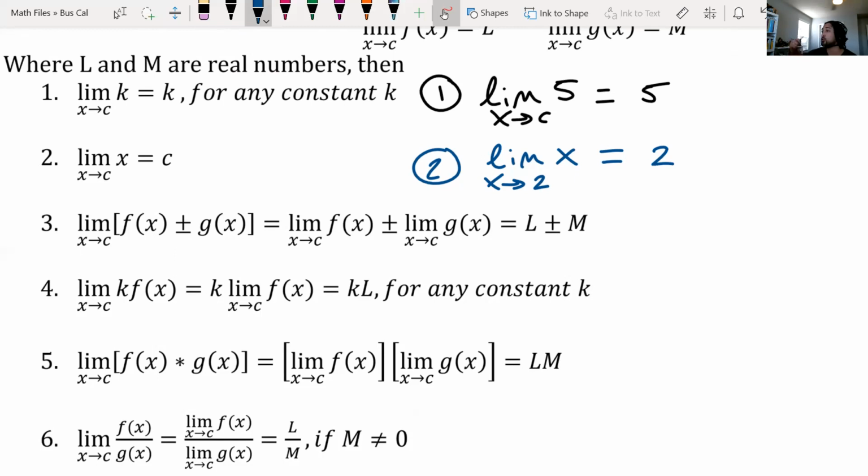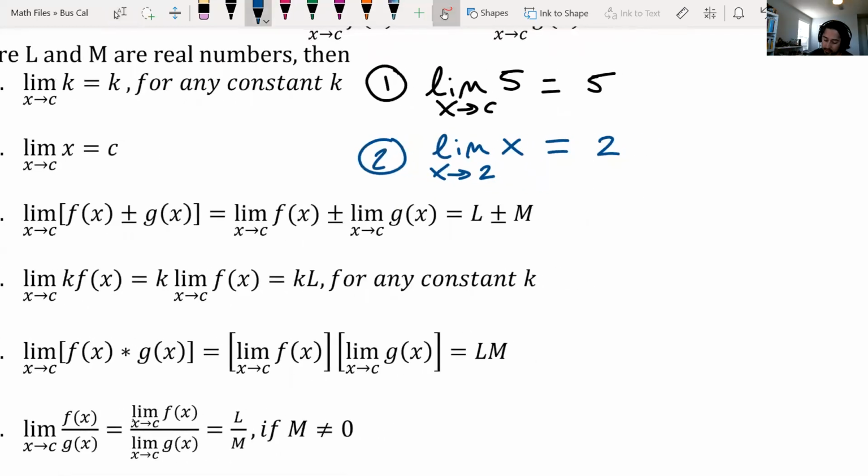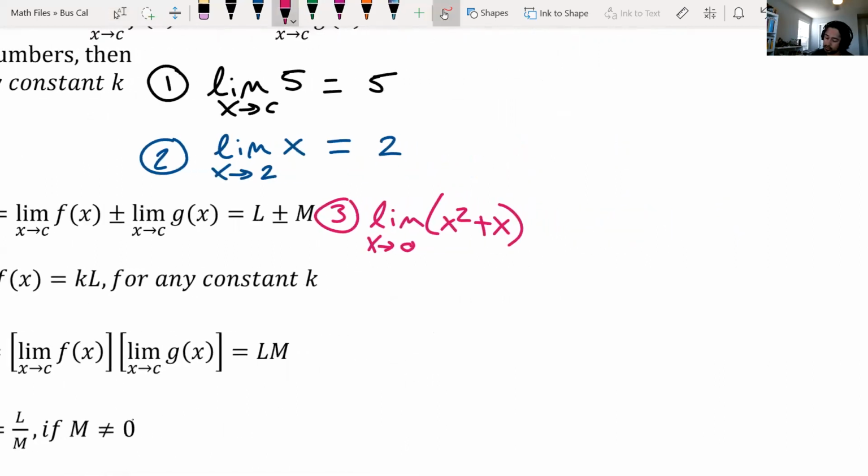So you can apply the limit to multiple terms. That's all this property is saying. So to represent number 3, if I said the limit as x approaches 0 of x squared plus x, all I have to do is rewrite it as the limit as x approaches 0 of x squared plus the limit as x approaches 0 of x. That's it. That's how you would use it.